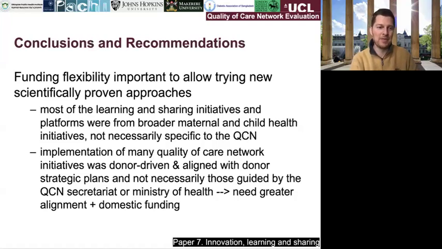Implementation of many of the quality of care network initiatives was donor-driven, though, and that meant it was often aligned with donor strategic plans and not necessarily those guided by the QCN Secretariat or the Ministries of Health running the networks within countries. So a recommendation here would be to have greater alignment and also greater domestic funding for quality of care efforts within countries. And that also aligns with the findings from some of the other papers that you heard about as well. So that's the end of that presentation.